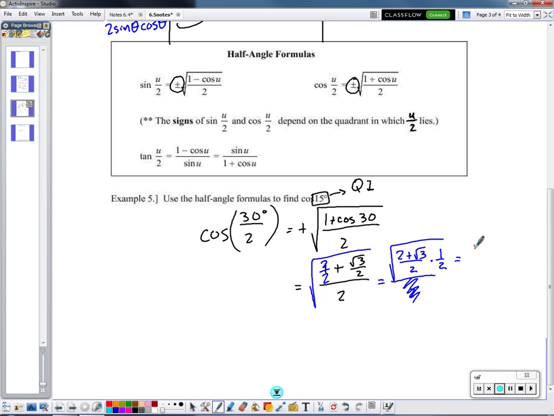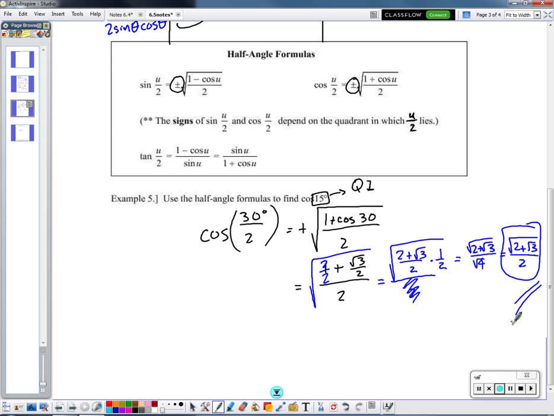And when I square root the top and bottom, I end up with a positive square root of 2 plus the square root of 3 all over 2. If simplifying is possible, always try to get back to a monomial denominator in an integer form. That makes it nice and easy to find.